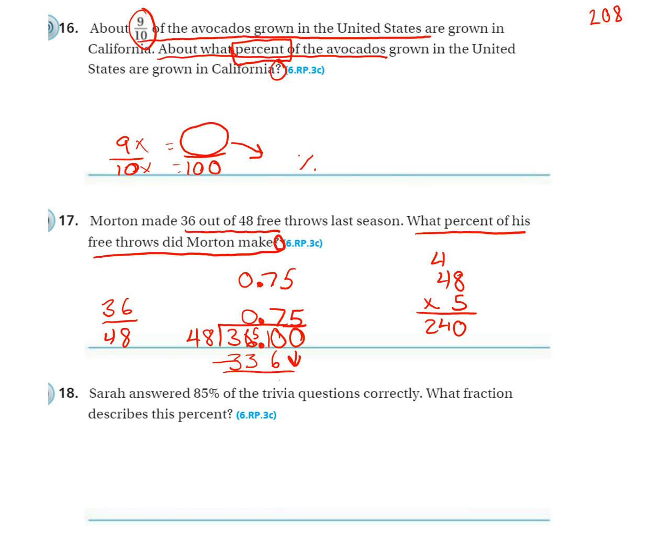Okay, number 18. Sarah answered 85% of the trivia questions correctly. What fraction describes this percent? Well, remember, percent is just per 100. So it's 85 per 100. And then, yes, I agree, it does not say to simplify, but I want you to practice your simplification skills, and I do want you to simplify this one. Okay, so decide what can go into 85 and 100 and write it as a simplified fraction.